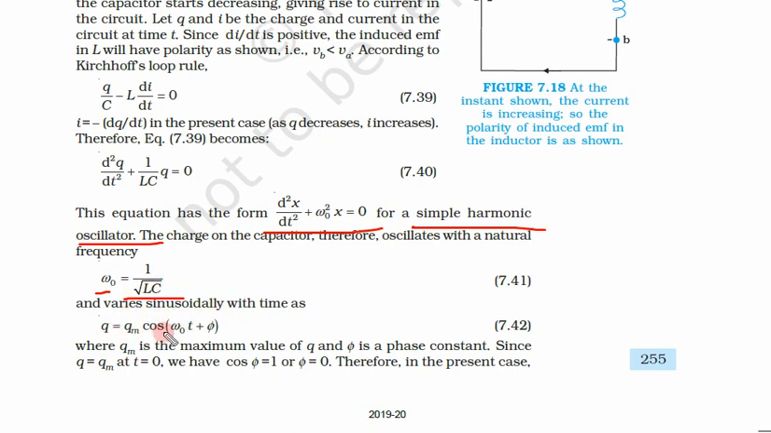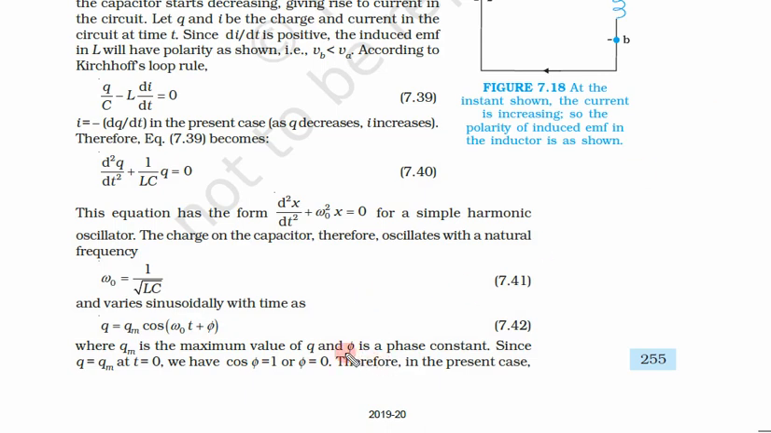Now let us see what the equation is. This charge on the capacitor varies sinusoidally with time. So Q is equal to Qm cos of omega 0 t plus phi. We have to calculate these things. Qm is the maximum value of Q. Initially, at t is equal to 0, Q is equal to Qm. That means the maximum charge was on this capacitor.